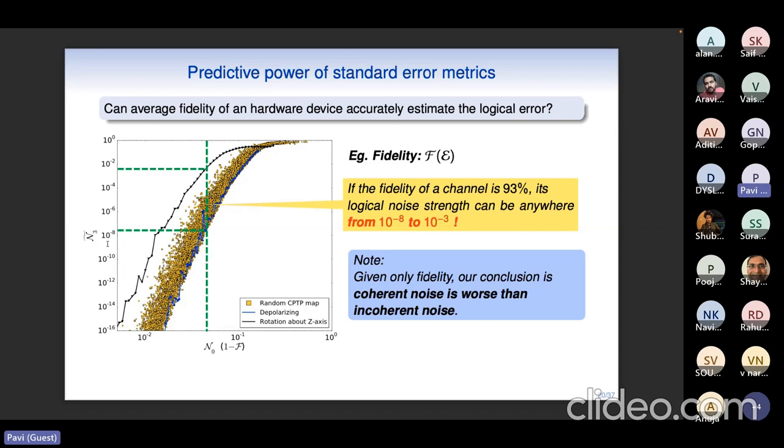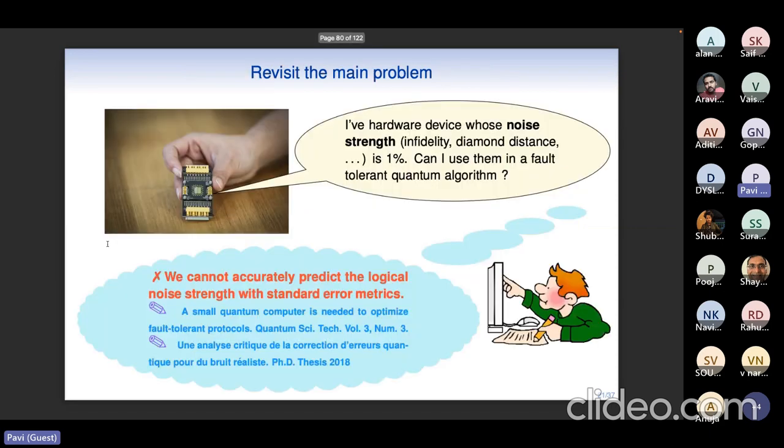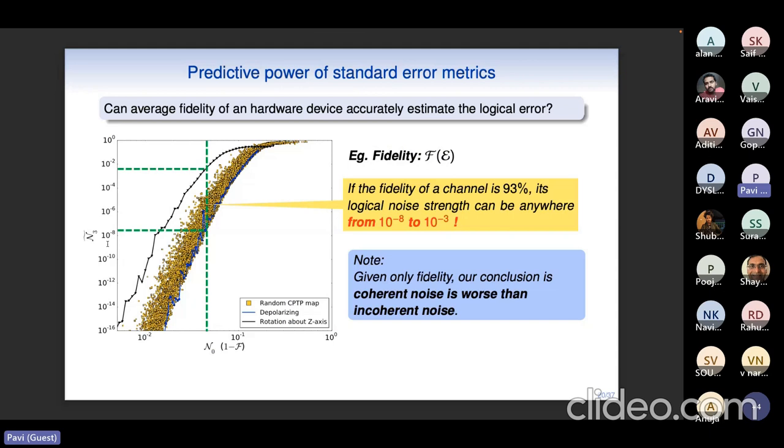Now, I pointed out this flip because it reiterates the point that not only are the metrics not good enough to predict the logical error rate of individual noise processes, they cannot even tell us reliably what is the best and what's the worst.